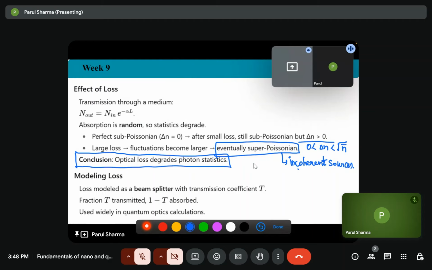So now how can we model the effect of loss by using optical components? So for that case, we are modeling our loss using a beam splitter.